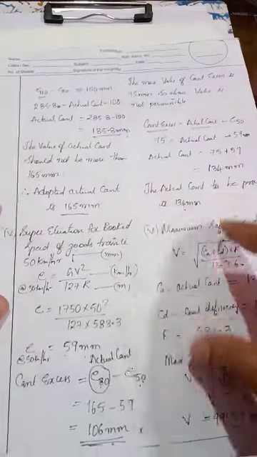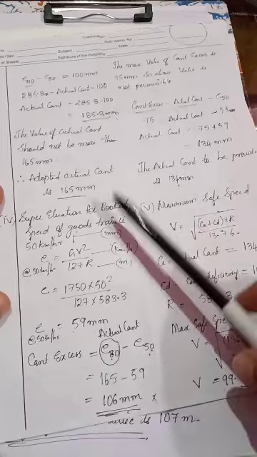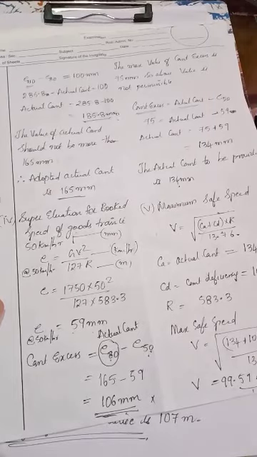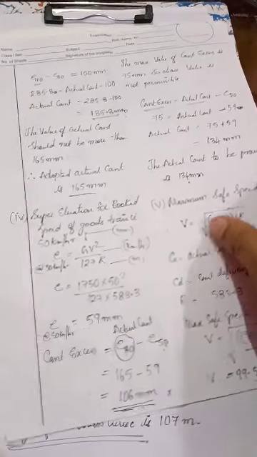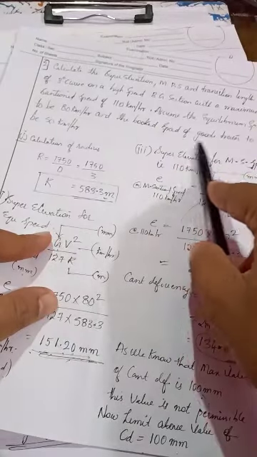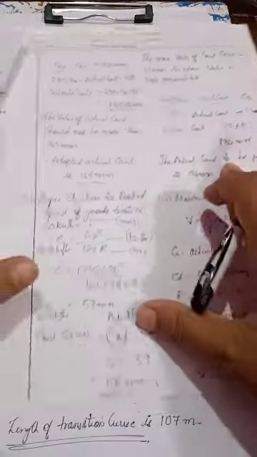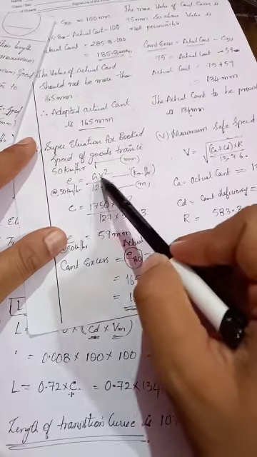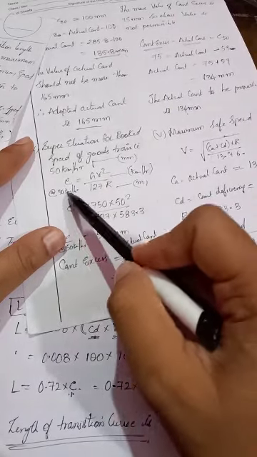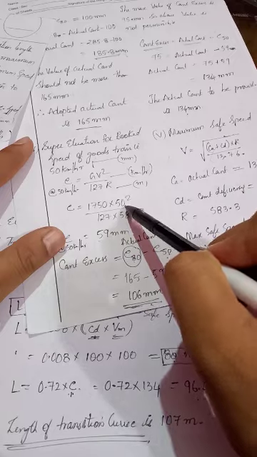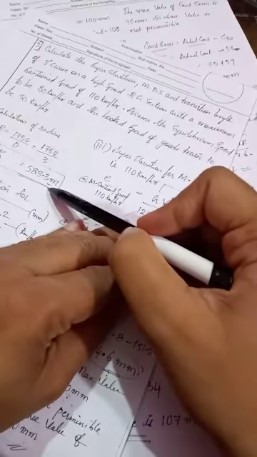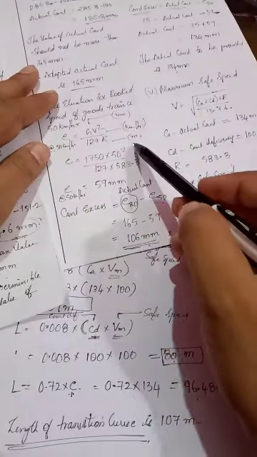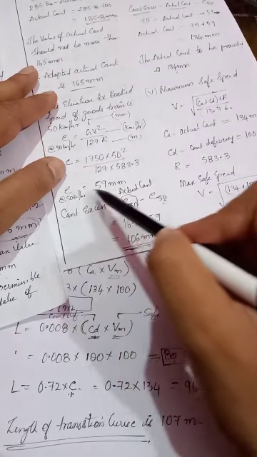Okay, so now the fourth step is to calculate the super elevation for booked speed, which is 50 km per hour. It is already given in our question: booked speed of goods train is 50 km per hour. Again the same formula, E equals GV square by 127 R. G 1750 into V, we are calculating at 50 km per hour, so 50 square by 127 into R, which is 583.3. On calculating this, we have got E as 59 mm.